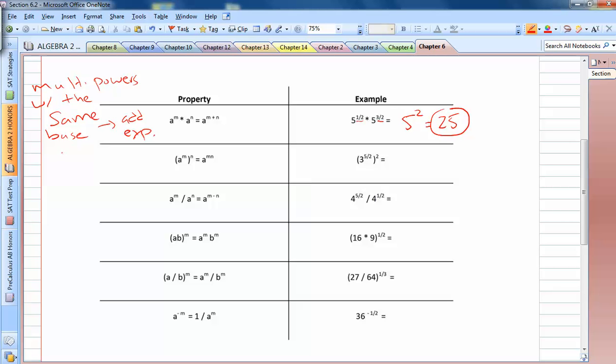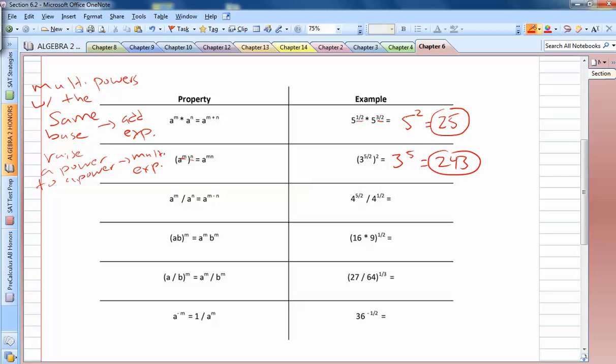Now in this case, when you raise a power to a power, you want to multiply the exponents. So see how we have m and n, and they both get multiplied. So in this case, I have 3 to the 5/2 power raised to the second power, so if I multiply the exponents, I get 3 to the 5th power, which will just be 243.